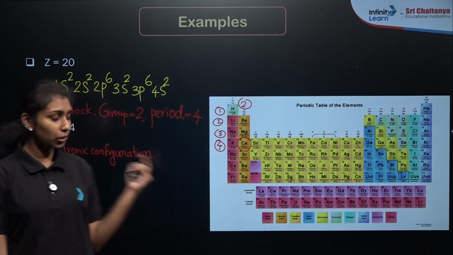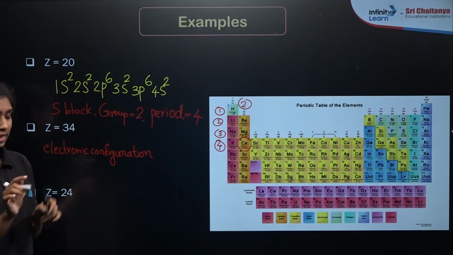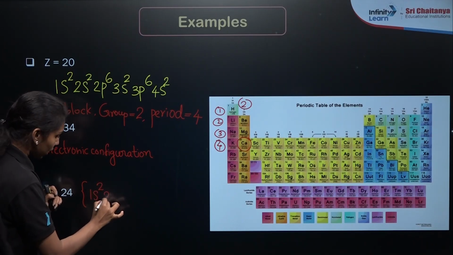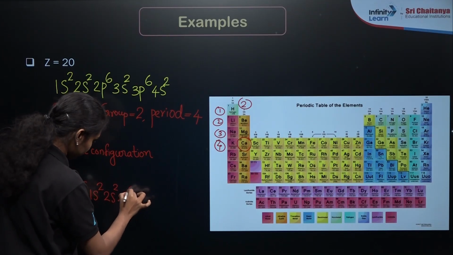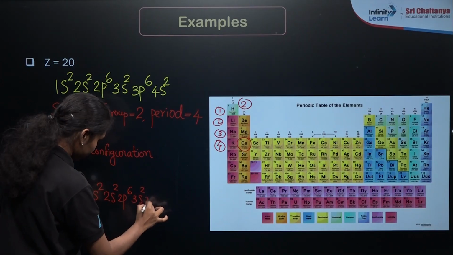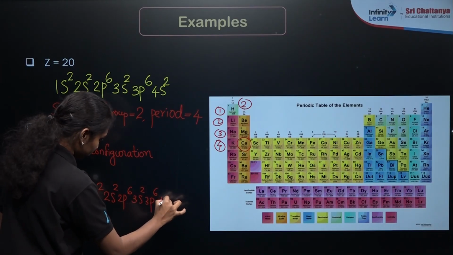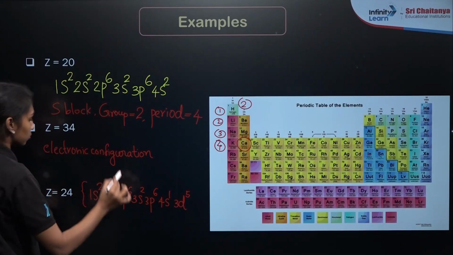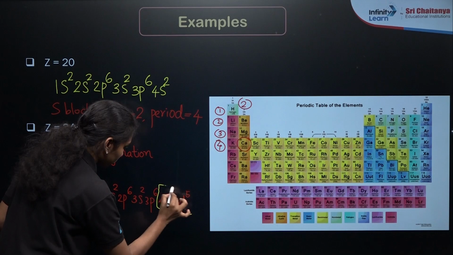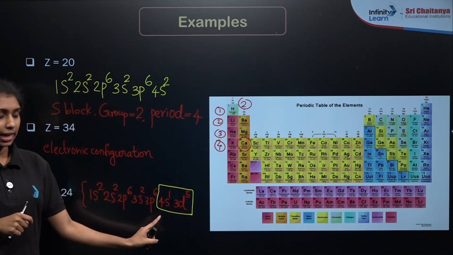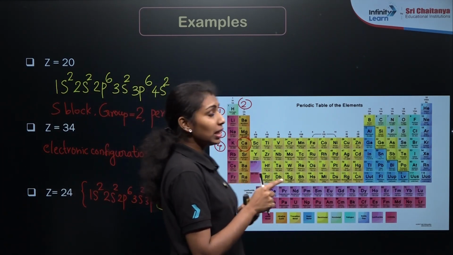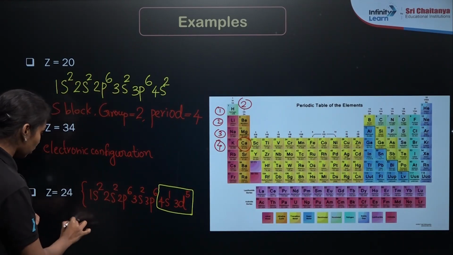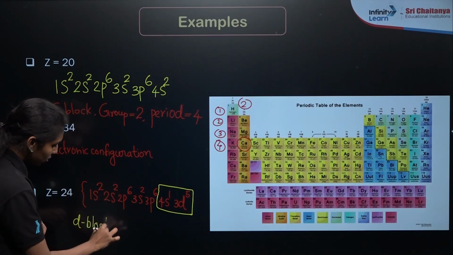Now here Z is equal to 24, right? Z equal to 24 is a special case. We need to identify the electronic configuration there. So if you write down the electronic configuration here, it will be 1s2, 2s2, 2p6. Okay, this is a special case here. So what you are observing here, the last electron is entering into the D subshell, right? So this is a D block element, because the last electron is entering into the D subshell.